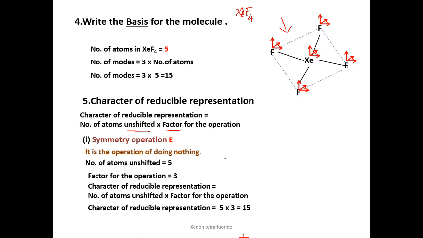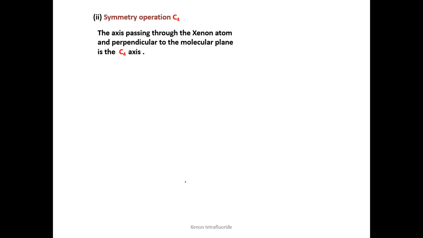Now we will look at the way we get the factor of the operation as 3. The transformation matrix for identity is 1 0 0, 0 1 0, 0 0 1. If you take the sum of the diagonal elements, that will be equal to 1 plus 1 plus 1 equal to 3, which is the character, and that is why you get the factor as 3. We will go to the next operation, which is C4.